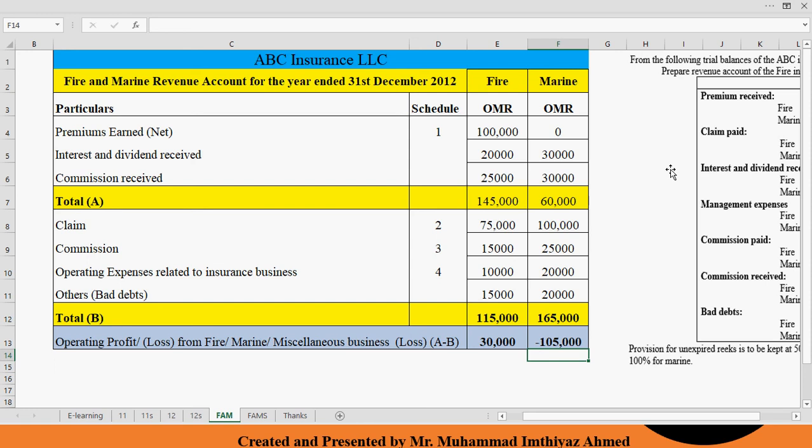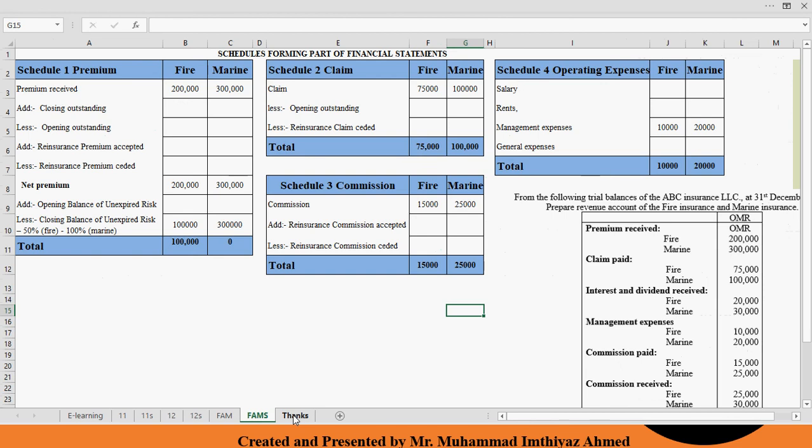So this is what we have to understand. Because of maintaining unexpired risk reserve 50%, we are getting an operating profit in the case of fire of 30,000, and we maintain 100% in the case of marine. So that's why we are getting a loss of 105,000. So with this, our problem is over, and finally with that our fourth outcome is over.